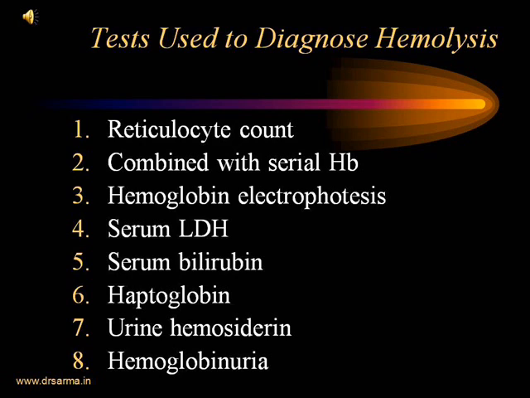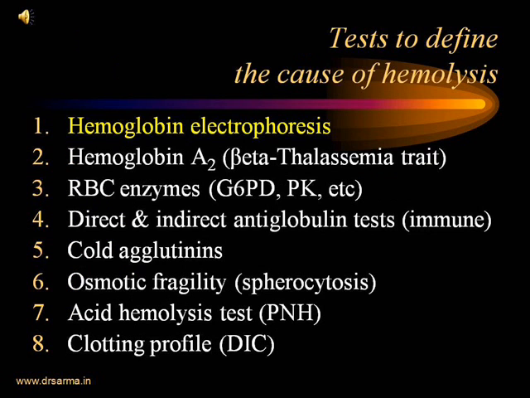He will be conducting reticulocyte count, combined serial hemoglobin estimations, hemoglobin electrophoresis, serum LDH, serum bilirubin, particularly the indirect bilirubin, haptoglobin, urine hemosiderin, and he will look for hemoglobinuria. With some of these tests, it will be possible to identify the cause of the hemolytic anemia. In many cases of hemolytic anemia, some more advanced tests will be required to diagnose the cause.